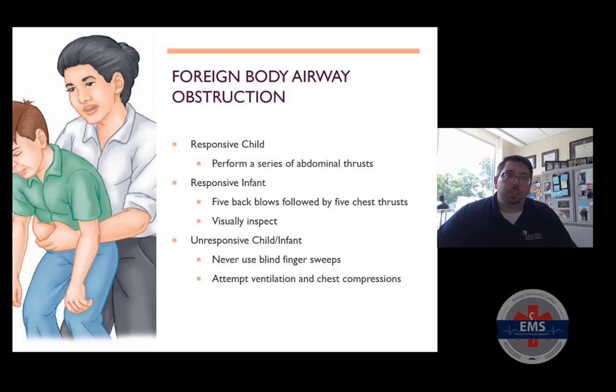For foreign body airway obstruction in a responsive child, we're going to perform a series of abdominal thrusts. For a responsive infant, we're going to do 5 back blows followed by 5 chest thrusts, and then visually inspect the patient's airway to see if the foreign object has become clear.